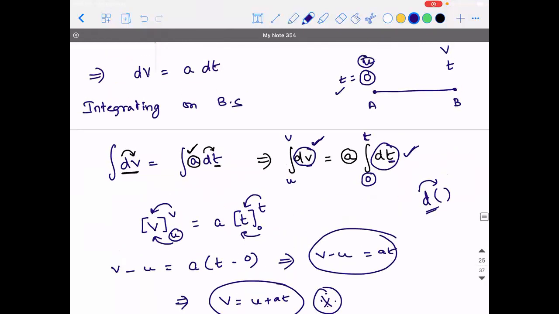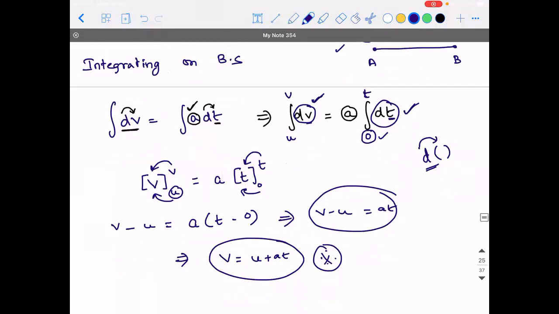Let's say the person started with initial velocity u. So when your stopwatch started, what was the velocity that person had? It is u. So you stopped it at some time t. Let's say after 11 seconds, you stopped it. Then you're saying that the person's velocity is v. Did you understand how I took the limits?